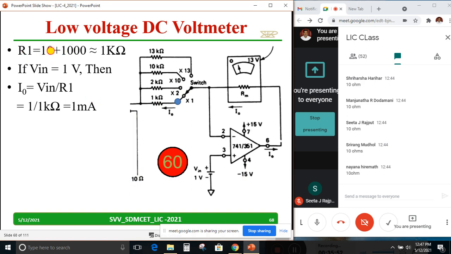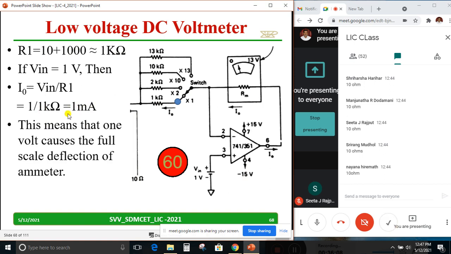1K plus 10 ohm is nearly equal to 1K. That will never impact. We consider these resistors only directly. If Vin equal to 1 volt, then I0 equal to Vin by R1, this equation we have already discussed. 1 volt divided by 1K will become 1 milliampere. And this means that 1 volt causes the full scale deflection of the ammeter. ये पूरा डिफ्लेक्शन हो जाएगा कब? Input 1 volt हो तो.